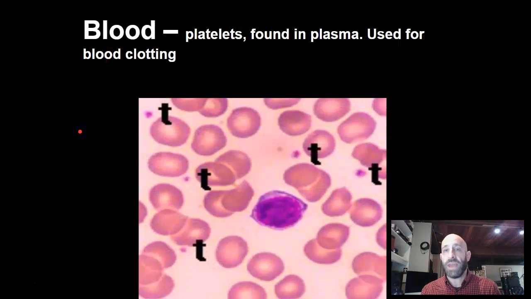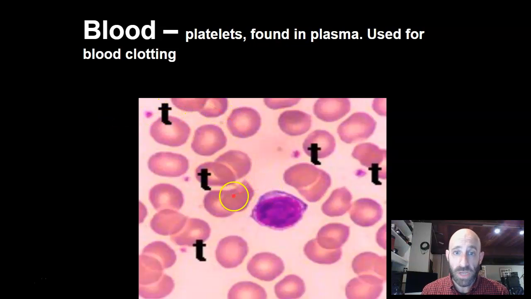Okay, the next type of connective tissue is very unique, and it is blood. Blood you would not think of as being a tissue like bone and like cartilage, but blood is technically a tissue because it is cells found in a matrix. So let's write down the cells. The cells that are found are going to be platelets.